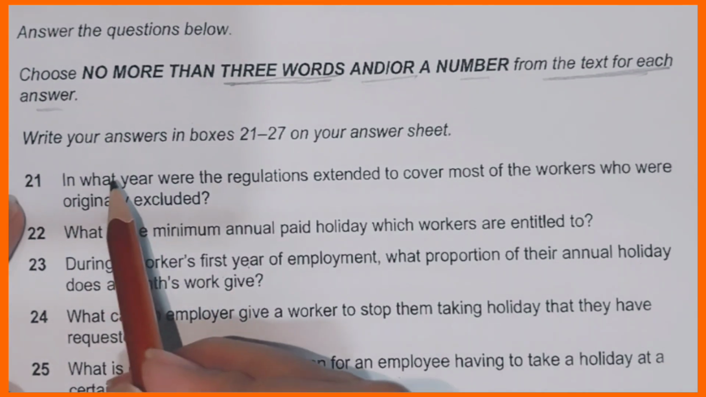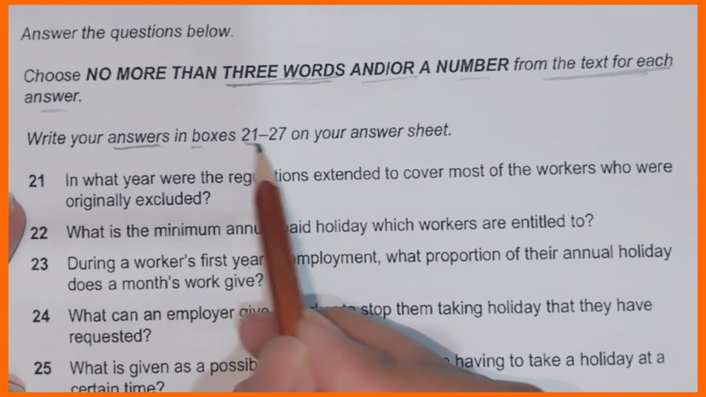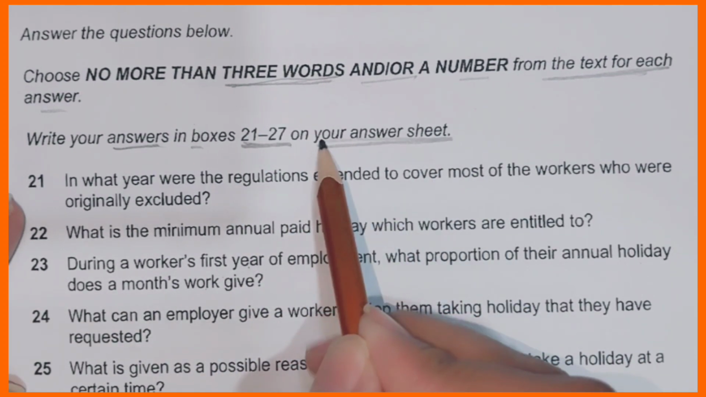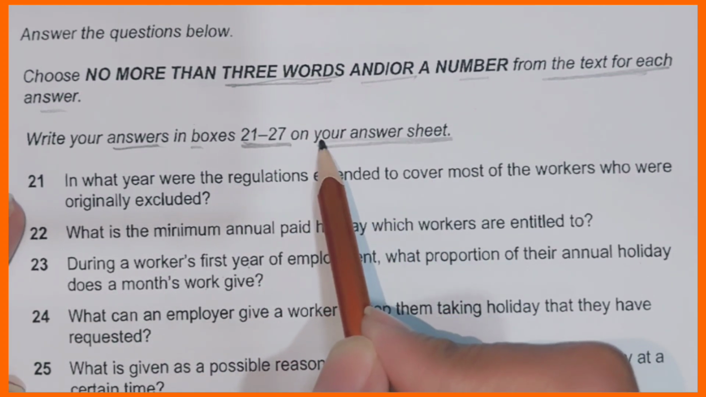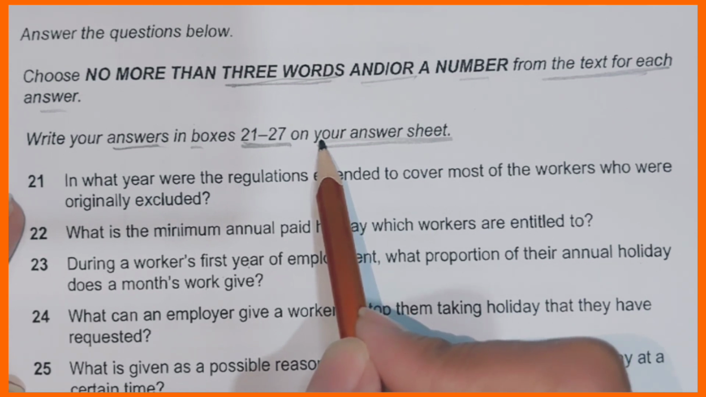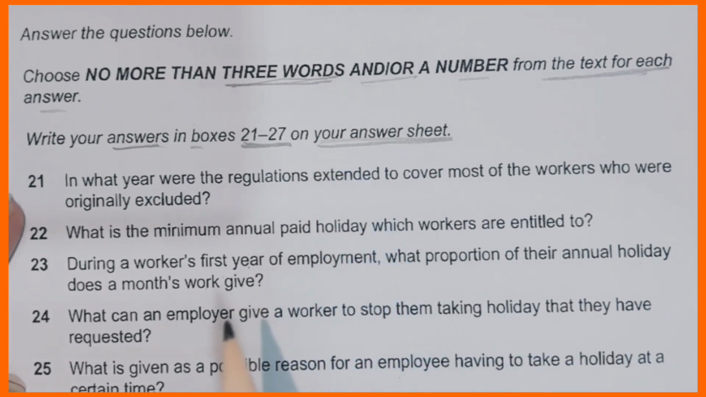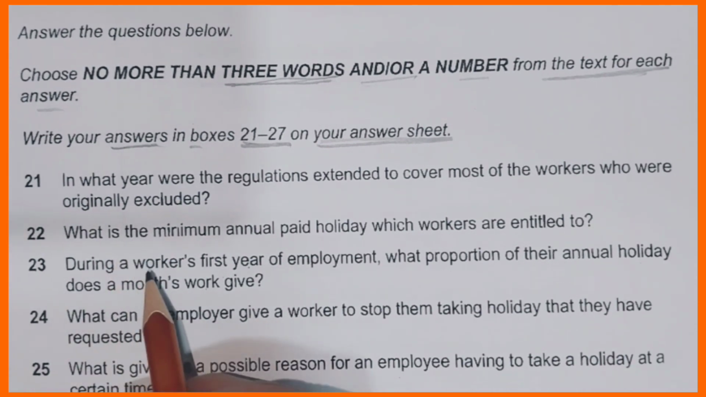Our next question is, write your answer in boxes 21 to 27 on your answer sheet. Always read your instructions first for the question, whether you are dealing with academic, reading, writing, GT, or listening. For each and everything you are supposed to follow the instructions. First read the instructions carefully and then go for the answers.